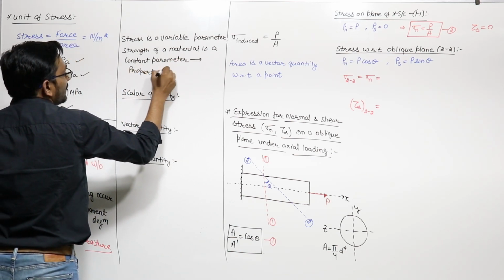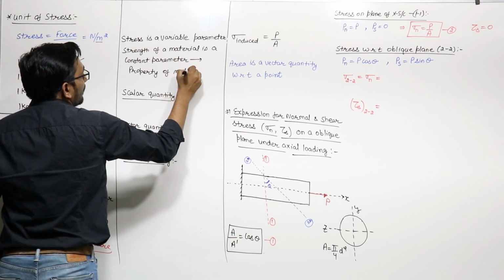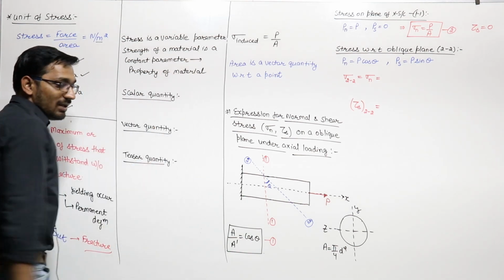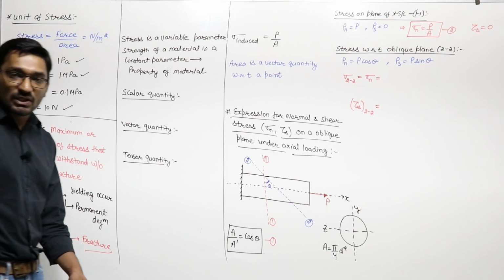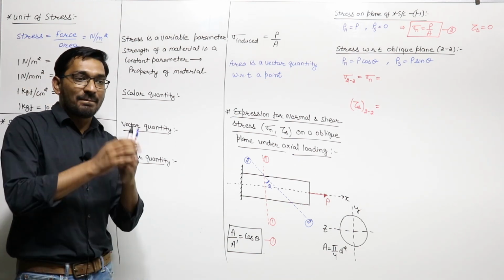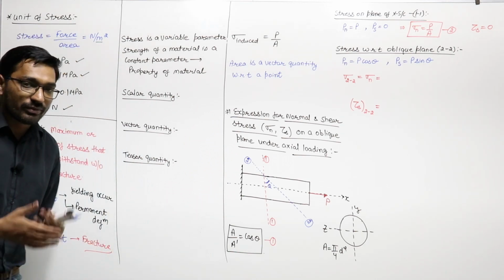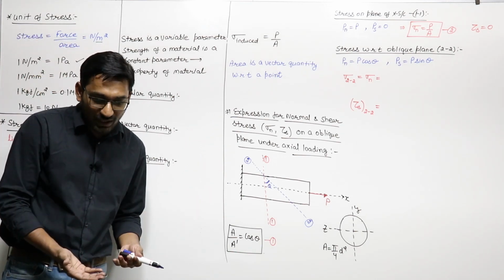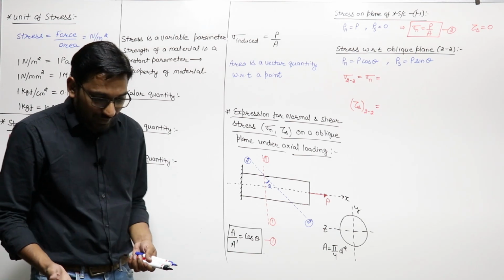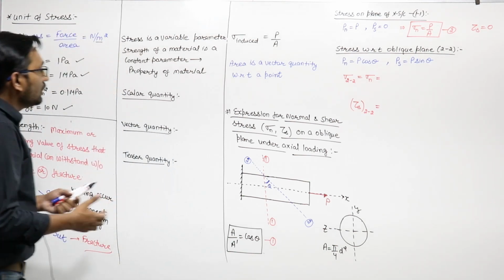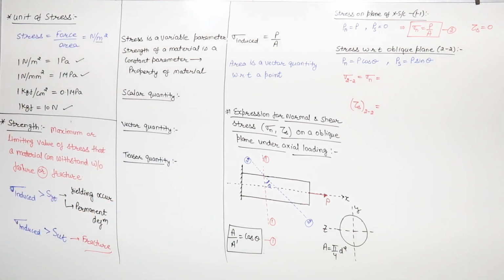It is a property of material. For every material, the value of SYT and SUT will be constant. That is the maximum stress that material can withstand without fracture or without yielding, right? So this is the meaning of strength.